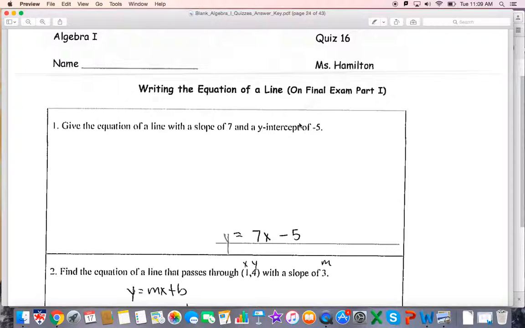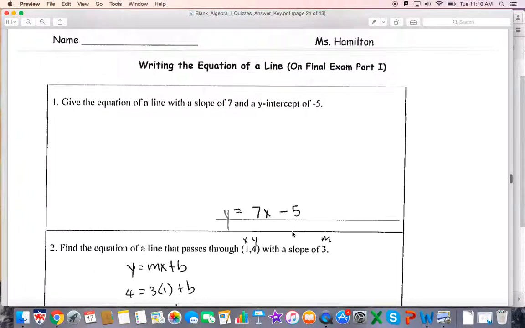So now we're being asked to write the equation of a line. So here we have the slope, and here we have the y-intercept. And the first one is pretty easy. Just remember that the equation of a line is written in slope-intercept form as y equals mx plus b, where m represents slope, and b represents the y-intercept. So y equals m, which is slope, so 7x minus 5. So that's just the y-intercept.